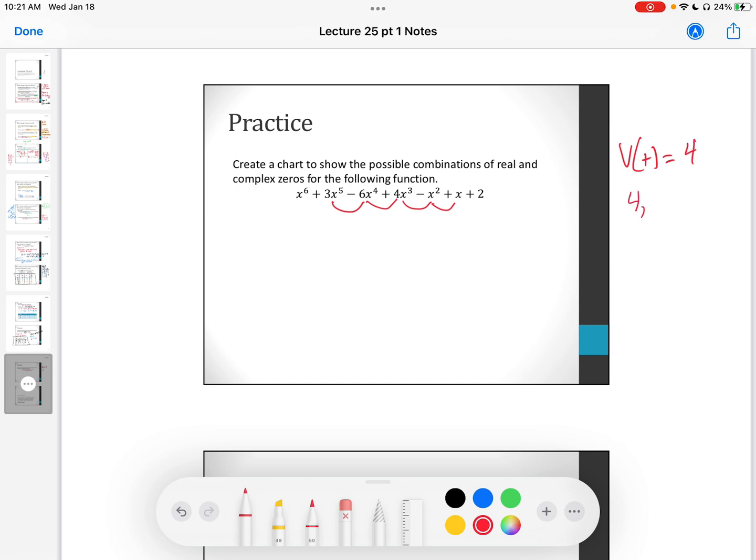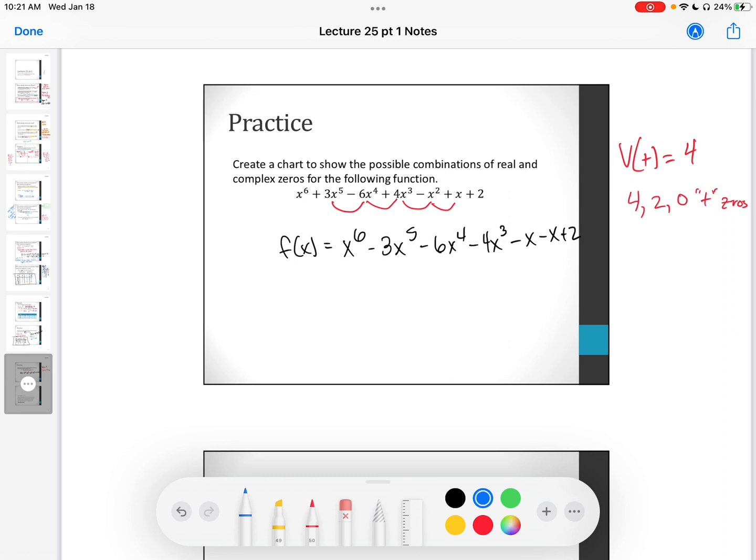So we're going to have more options here. I could have 4, 2, or 0 positive zeros. Okay, now remember, even exponents, we don't change. Odd exponents, we do change. So f of x equals x to the 6, even it stays the same. Odd, it changes. Even it stays the same. Odd, it changes. 4x cubed. Even it stays the same. Odd, it changes. And then we have the 2, which is not possible to change.